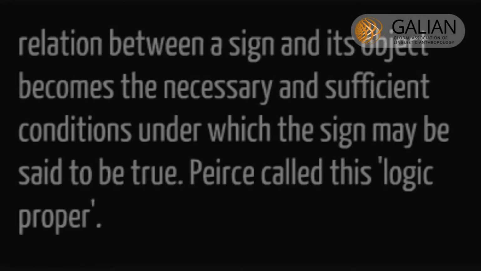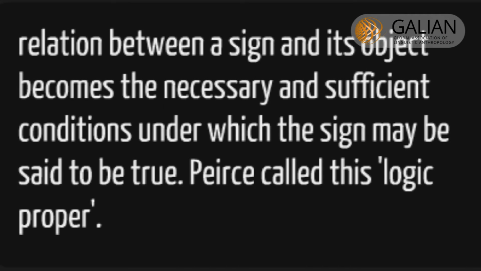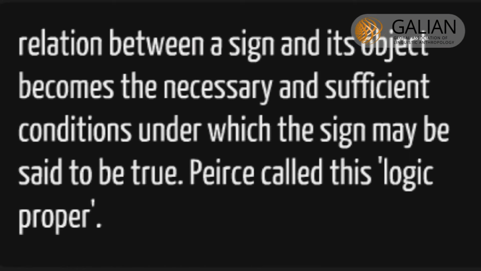Okay. The relation between a sign and its object, said Peirce, is the necessary and sufficient conditions under which the sign may be said to be true. Not is true, but may be said to be true. And this Peirce calls logic proper. The relation between the sign and its object. So it requires some necessary conditions.